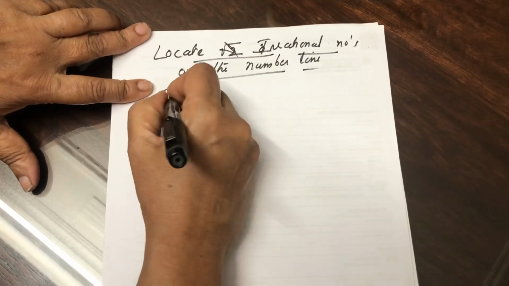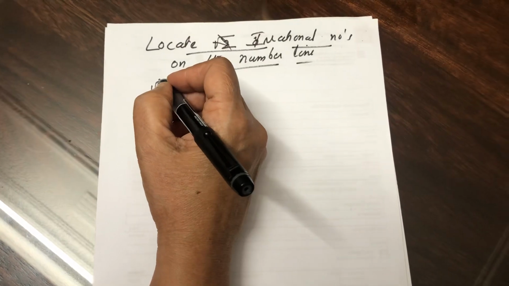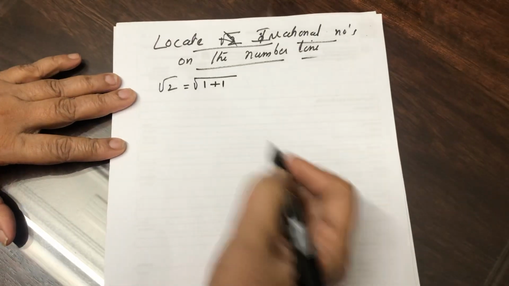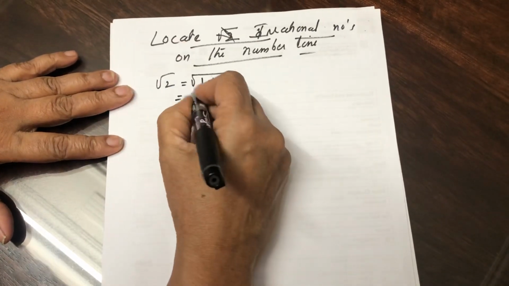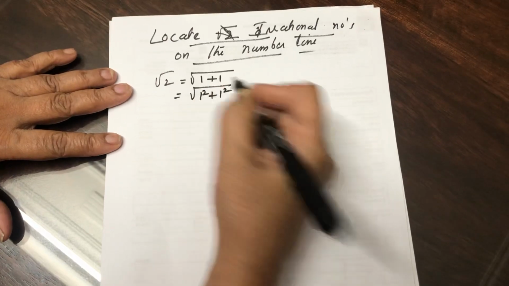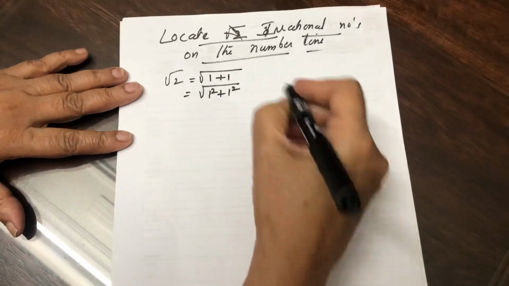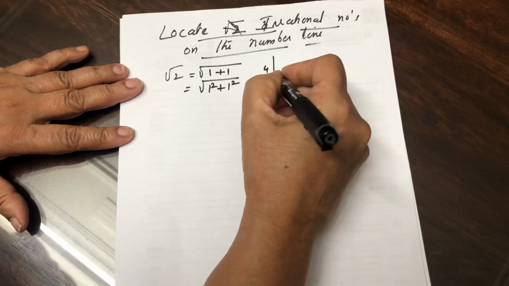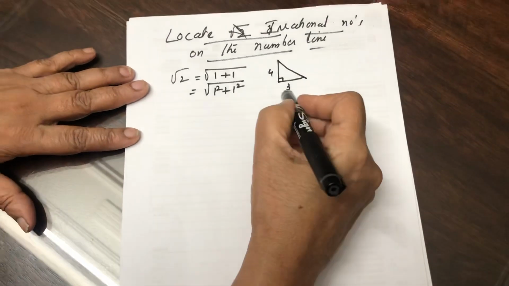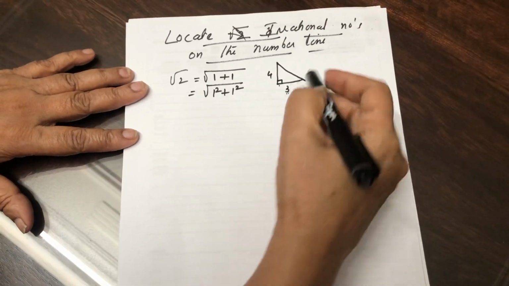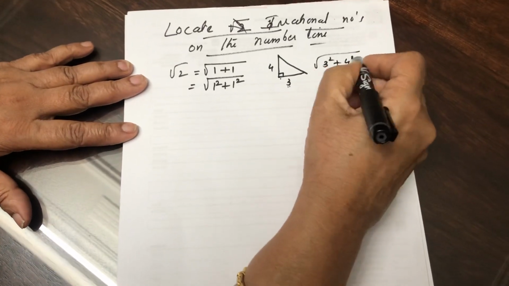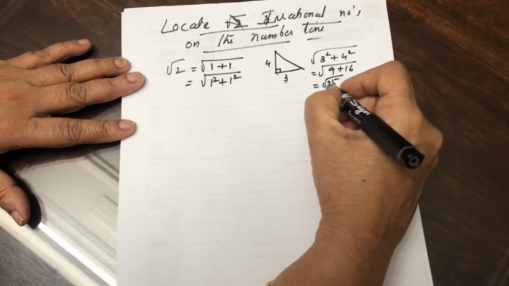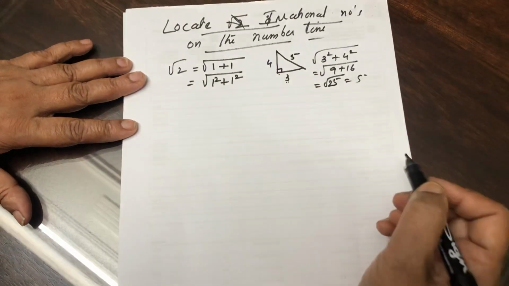First take root 2. You can write root 2 as root of 1 squared plus 1 squared. You have learned the Pythagoras theorem. Take a right angle triangle where 3 is the base and 4 is the altitude. Then the hypotenuse is the square root of 3 squared plus 4 squared, that is root of 9 plus 16, root 25, which is 5. So this hypotenuse is 5.